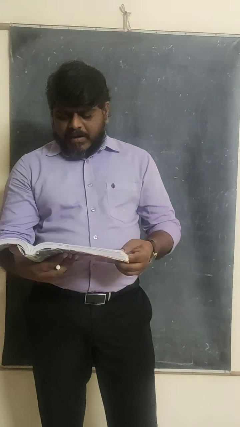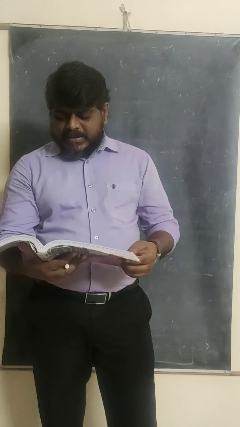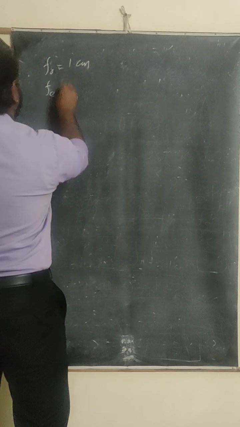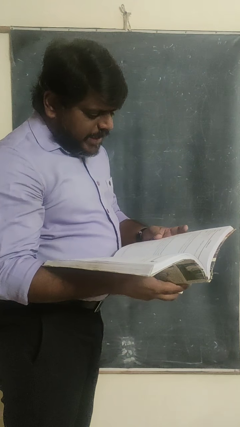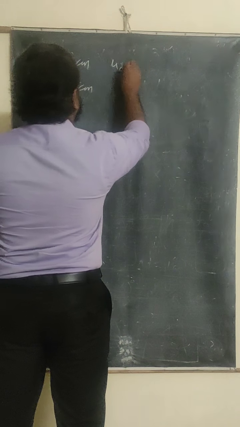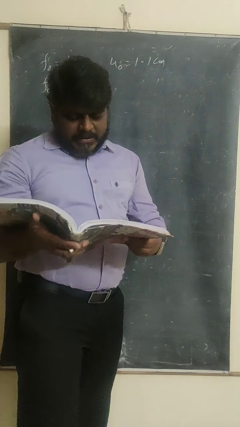So let us write down the given values first. The objective lens is given as 1 centimeter and the eye lens is given as 5 centimeters. So in the problem, F naught is equal to 1 centimeter and Fe is equal to 5 centimeters. And the object distance, which you can represent by U naught, is given as 1.1 centimeters.